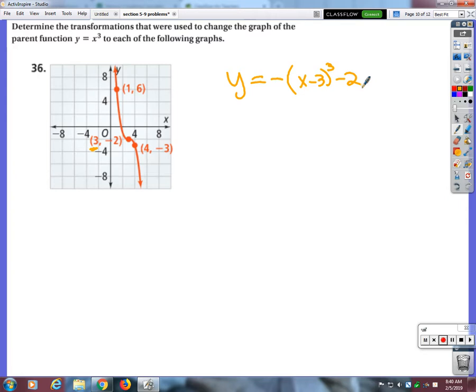So it got moved to the right. This is to the right, isn't it? Okay. And then this one has not been stretched either, because if I start at 3, negative 2, if I go to the left 2 and then up 8, I'm back on the graph. So y equals negative parentheses x minus 3 cubed minus 2.